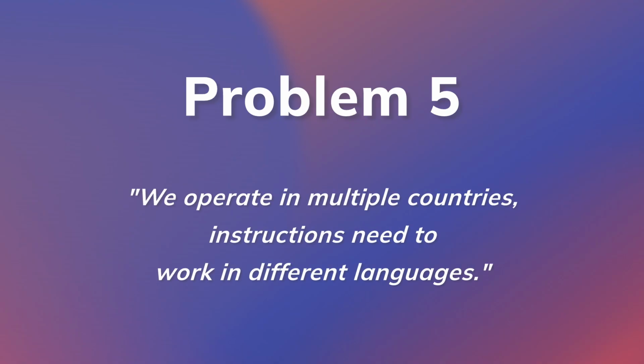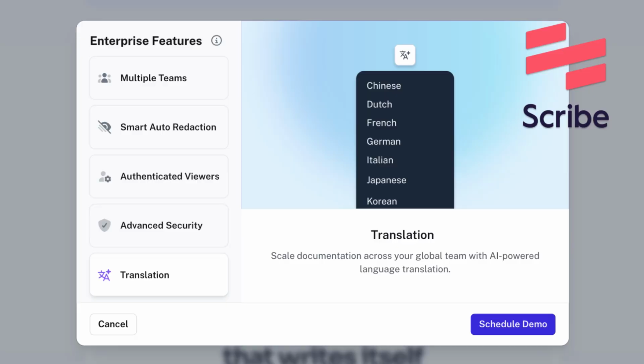We operate in multiple countries. Instructions need to work in different languages. If you have an international workforce or even just a team where English isn't everyone's first language, the problem of lost in translation is real. Misunderstood instructions lead to errors. Scribe offers translation, but it's locked behind the enterprise plan.